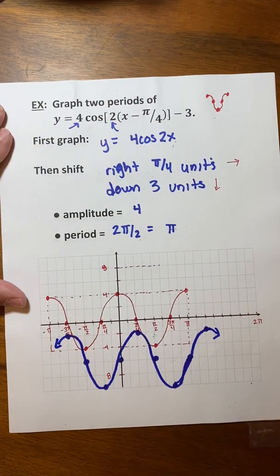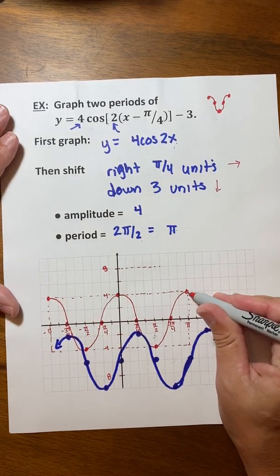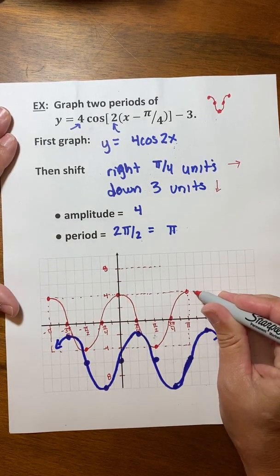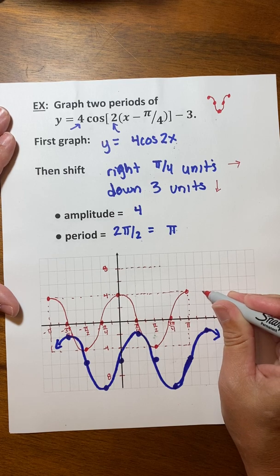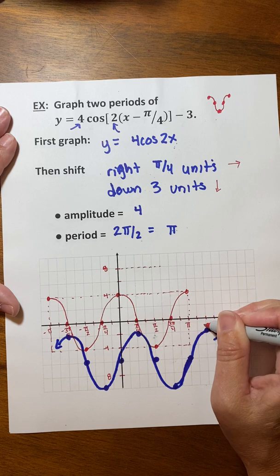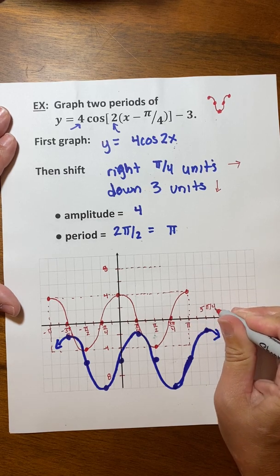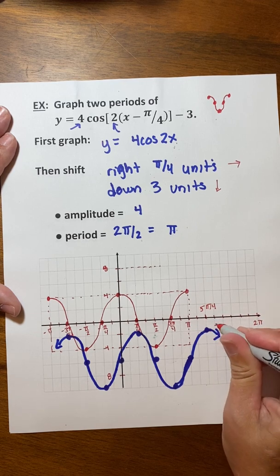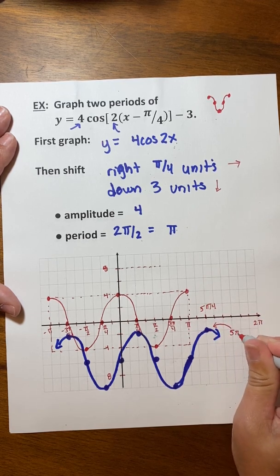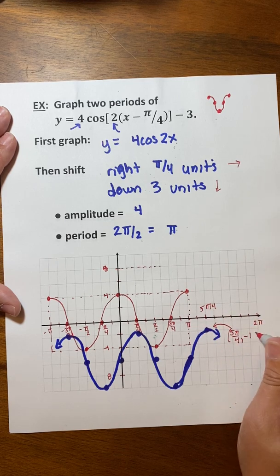All right, so let's just label a couple of important points. So this guy was at pi, right? We went over pi over 4. So pi plus pi over 4, well, this is 4 pi over 4 plus pi over 4 would be 5 pi over 4 right here. So this point right here is 5 pi over 4. And then we went from 2 down to -1.